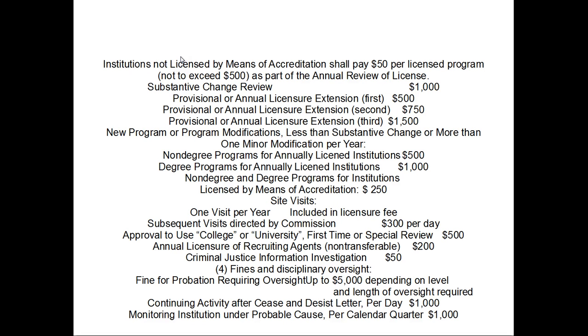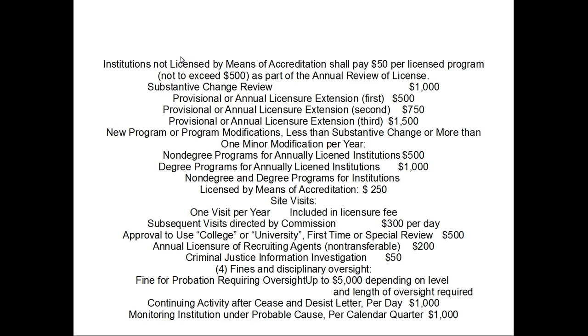Institutions not licensed by means of accreditation shall pay $50 per licensed program, not to exceed $500, as part of an annual review of license. Substantive change of review. Provisional annual license extensions, first at $500. Provisional annual license extensions, second at $750. Provisional annual license extensions, third at $1,500.